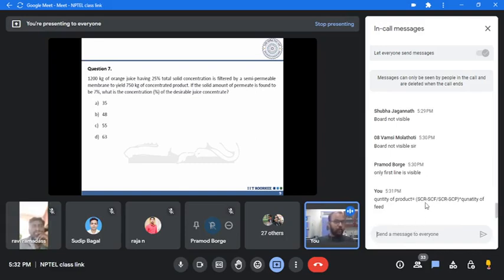So you can write quantity of product, that is 750 kg, equal to SCR, which we don't know. So we can assume SCR is x. So x minus 25, because 25 is the solid concentration in feed, upon x minus 7, the solid concentration in permeate, into quantity of feed, that is 1200 kg. So 750 equal to x minus 25 upon x minus 7 into 1200. If you solve this equation, the answer will come.